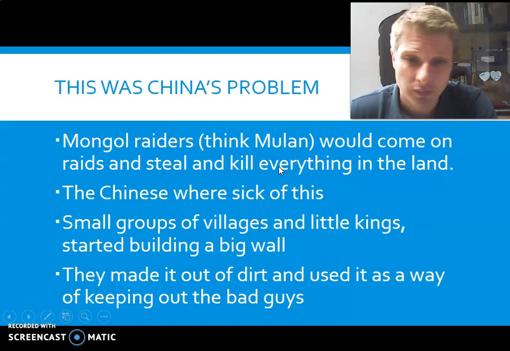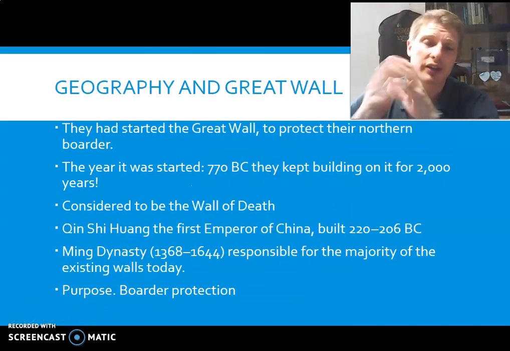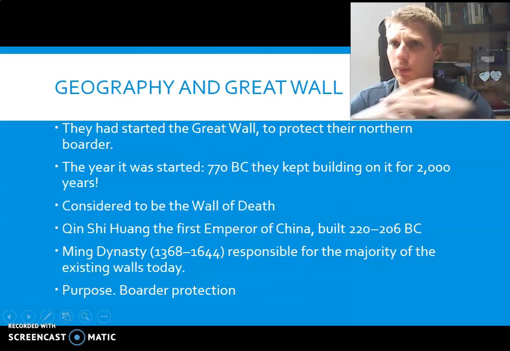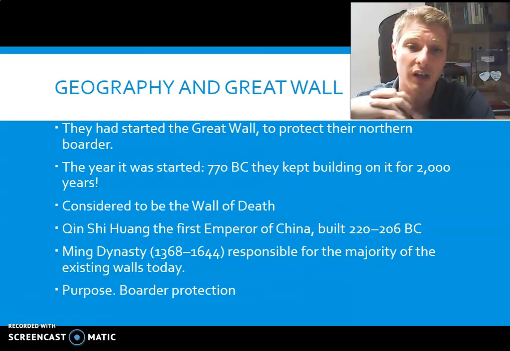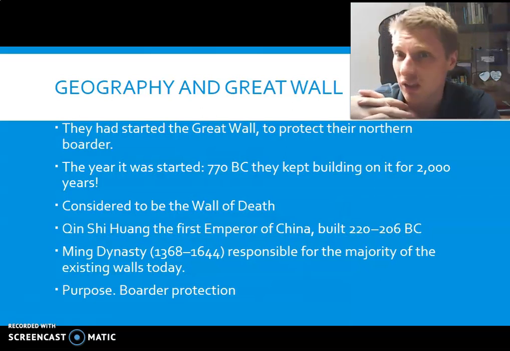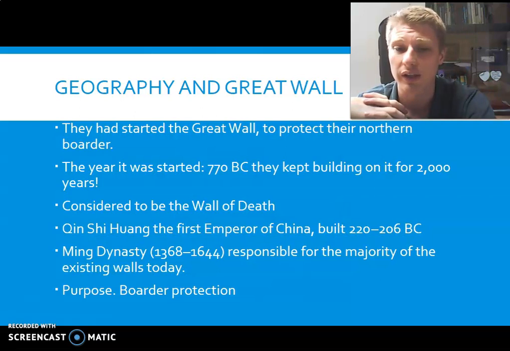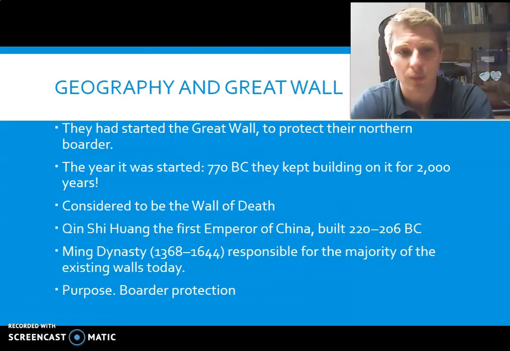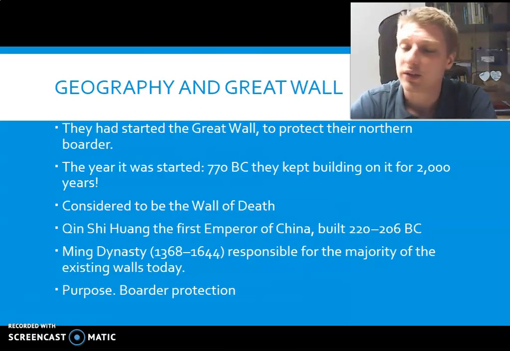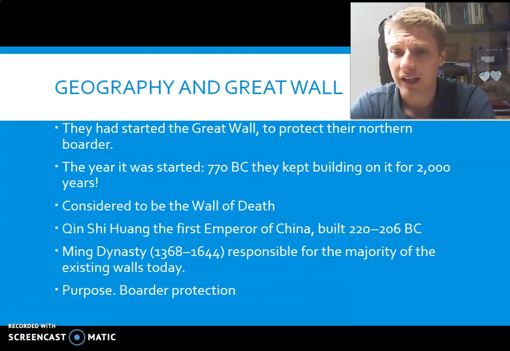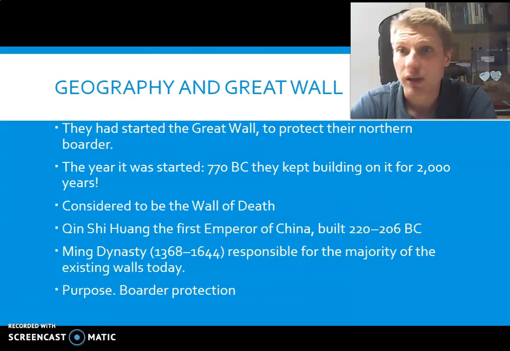Okay, so the Great Wall of China, the geography of it, it started as a means to protect the northern border, and it crosses a wide range of geographical features. Mountains, plains, deserts, right? There's a lot of territory that is being protected by this wall. The year they started it was, they think, around 770 BC, and then they continued to build it for another 2,000 years after that.